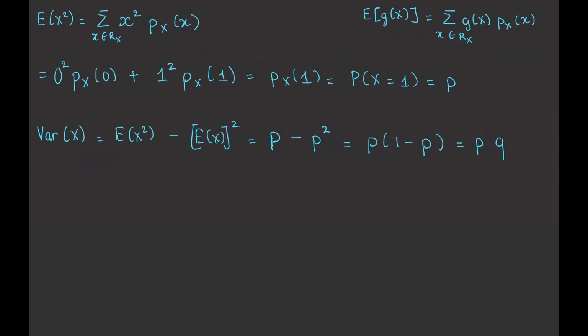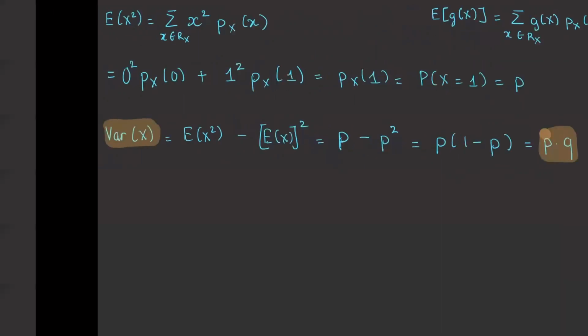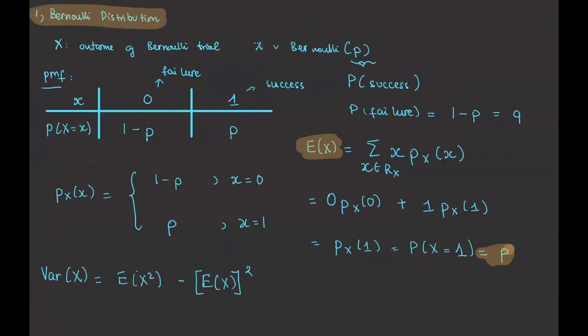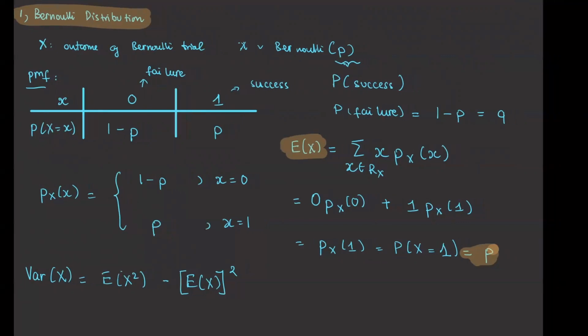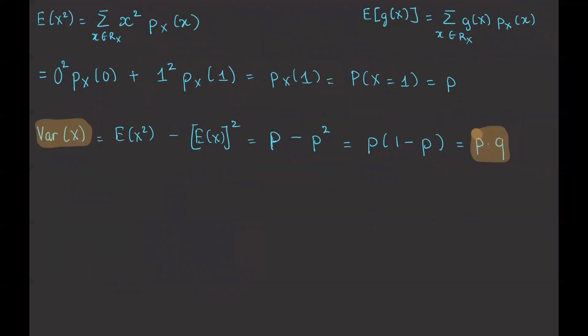Oops, somehow my pen doesn't work. The variance of a Bernoulli random variable is equal to p multiplied with q, which is the probability of success multiplied with the probability of failure. Whereas the expected value of a Bernoulli random variable is equal to the probability of success. Okay. And based on this, we will derive the expected value and variance for a binomial random variable.